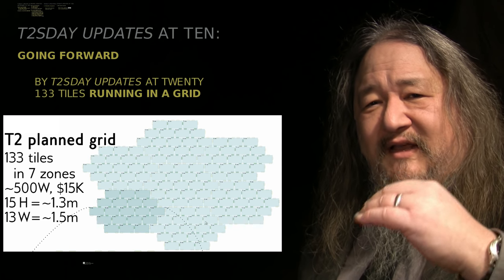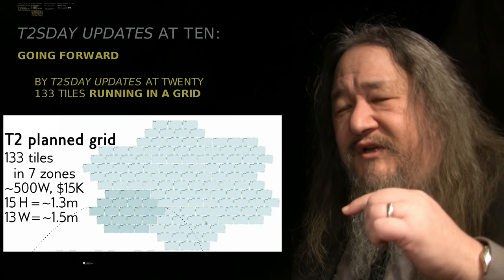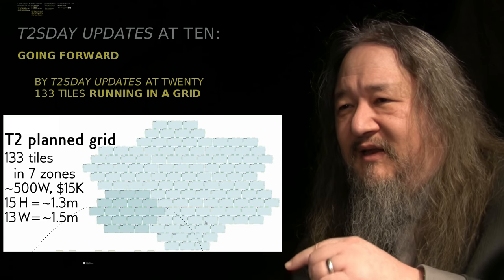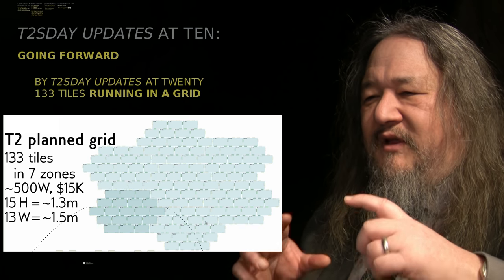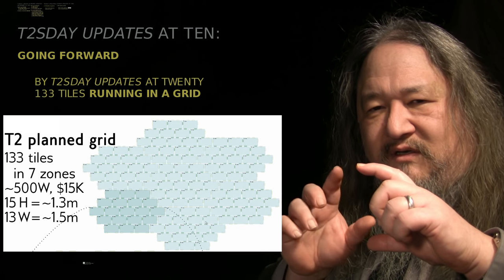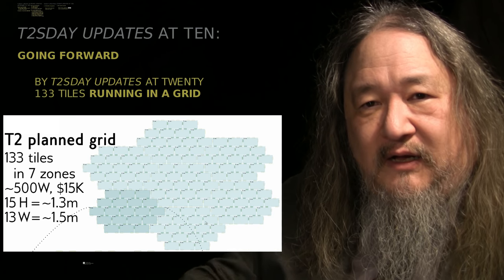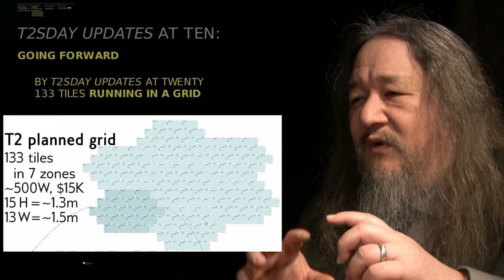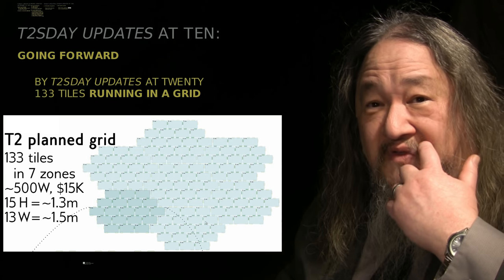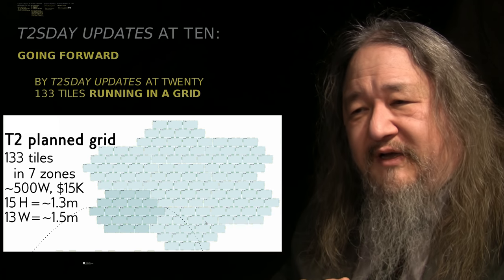we are now at the 10th episode of T2sday Updates. By the 20th episode of T2sday Updates, we shall have 133 tiles manufactured, interconnected, and running in a grid. And again, why 133? Because we have 12 tiles surrounding 6, surrounding 1. 12 plus 6 plus 1 is 19. That's a power zone. 19 tiles that will be connected up to a single brick to power them. And we're going to have 6 zones surrounding 1, that's 7 zones, 19 times 7 is 133, assuming I did the arithmetic right. Okay. 133 tiles in 7 zones.